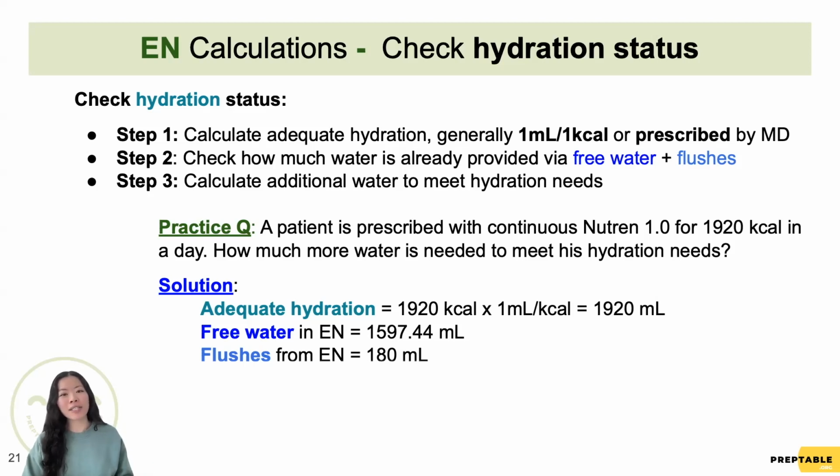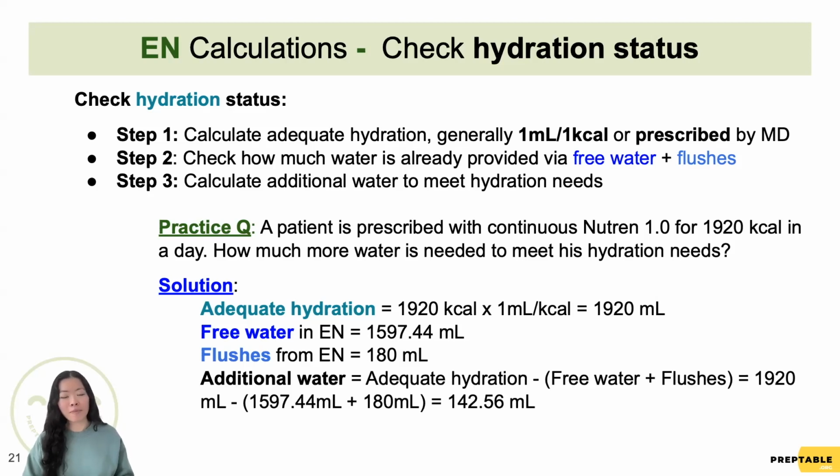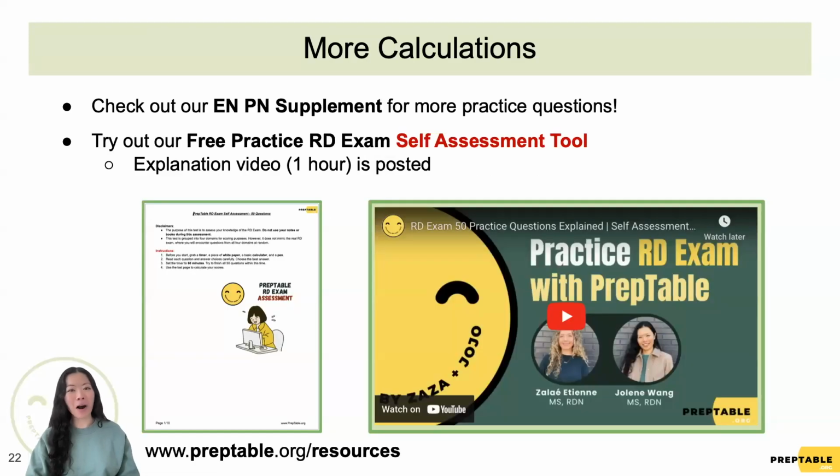This leads us to step 3. How much additional water is needed to meet needs? You can calculate this by using adequate hydration minus the sum of free water plus flushes. The result is 142.56 milliliter. This is the additional amount of water this patient needs to meet his hydration needs. That was a wrap for our EN introduction and calculations.